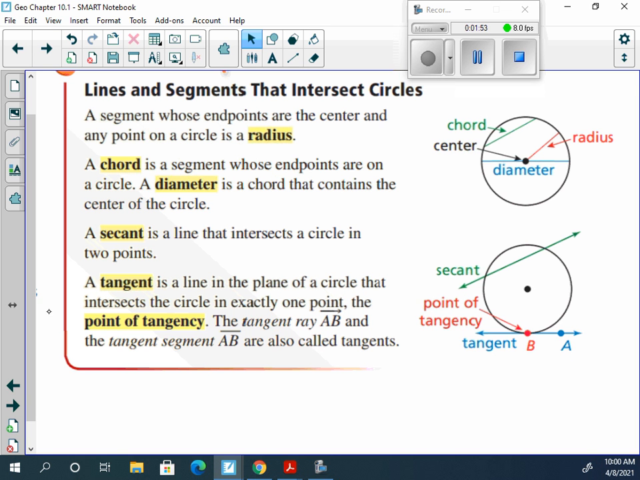Now, the last kind of term we have on this here is a tangent line. A line is considered to be tangent to the circle if it intersects the circle at exactly 1 point. There is one spot that intersects, and we call it the point of tangency. So any line that intersects the circle at 1 point is called the tangent line, and its point of intersection is the point of tangency.